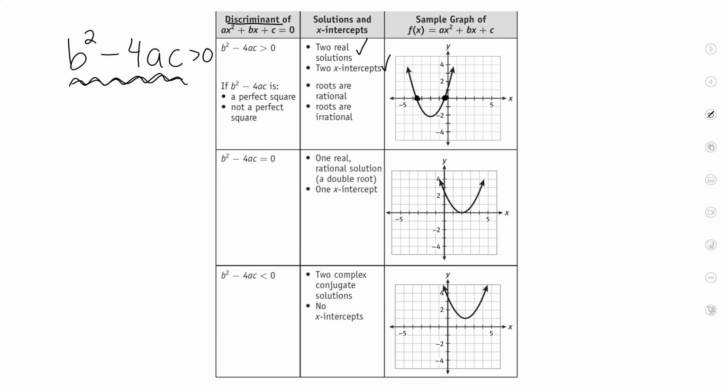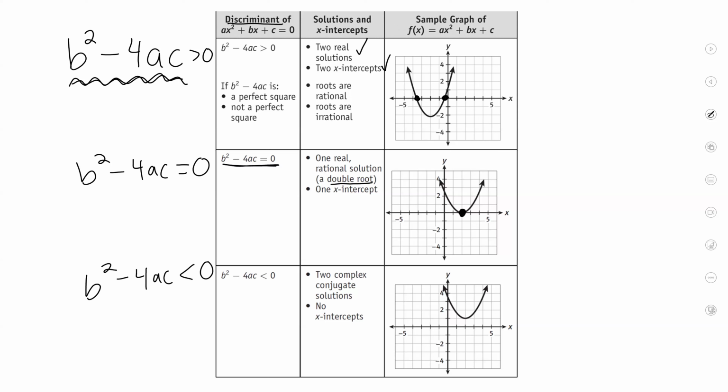Here, on the second graph, I only have 1 x-intercept. That is because my discriminant equals 0. So if your discriminant equals 0, that means you will have 1 x-intercept, 1 real solution. We also call it a double root. Those are different names.